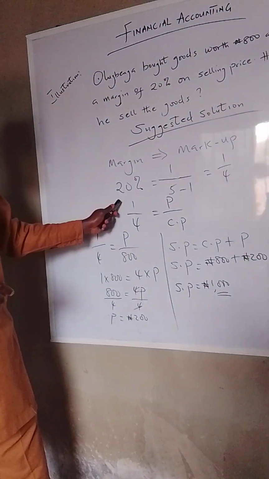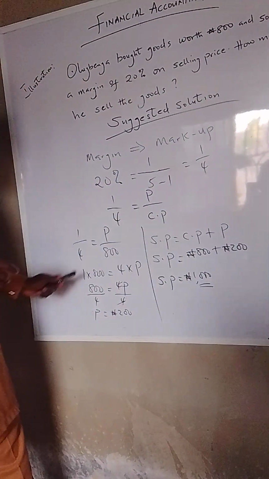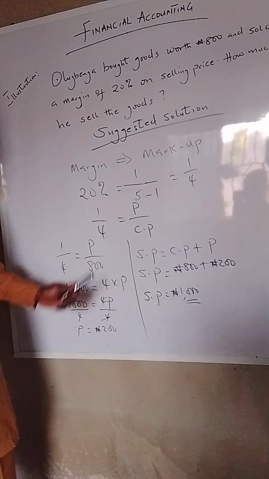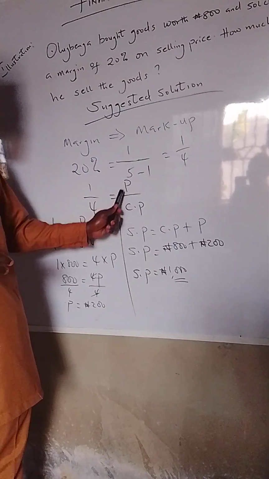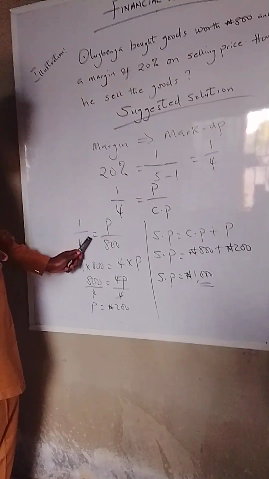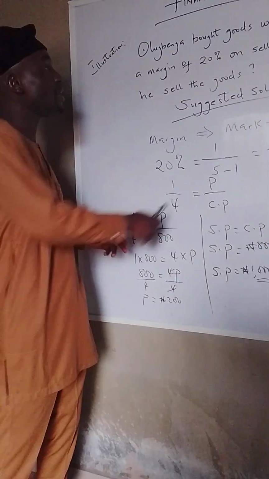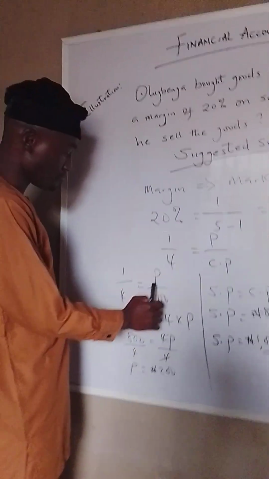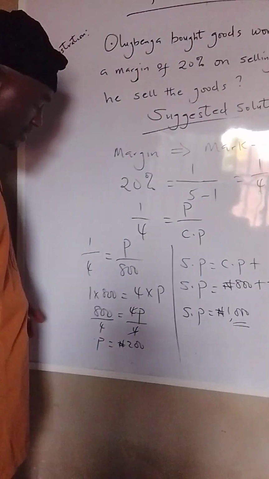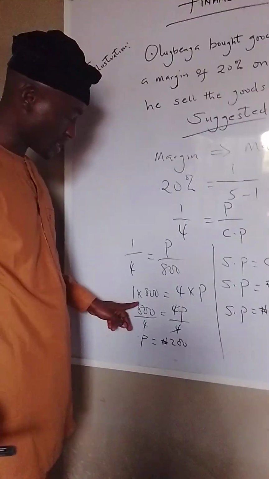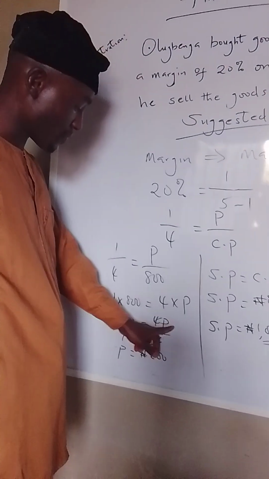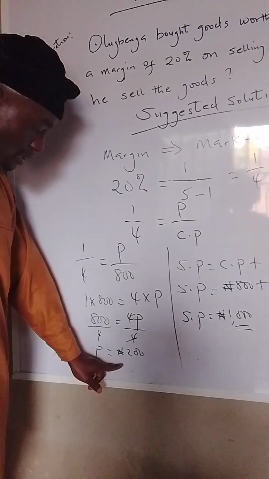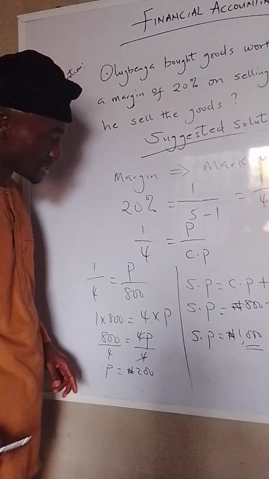We convert this 20% to markup and we arrive at 1 over 4. So we bring it out, we apply the formula. 1 over 4 is equals to profit over cost price. 1 over 4 is equals to profit over the cost price given to us in the equation, which is 800. That's 1 over 4 is equals to P over 800. So we cross multiply. So that gives us 800 is equals to 4P. We divide both sides by 4. And that's how we got P, which is profit, is equals to 200 naira.